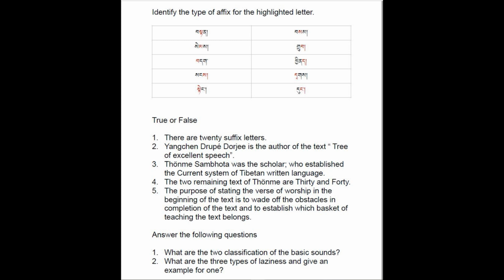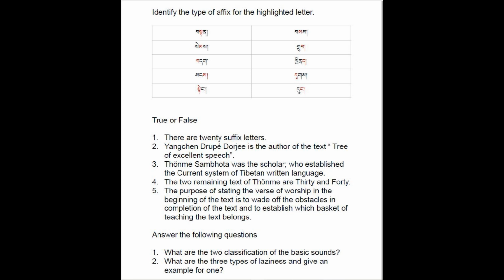Okay, there are 20 suffix letters. False, there are only 10. Yangchen Dorje is the author of the text, Tree of Excellent Speech. Yes. Tumi Sambuddha was the scholar who established the current system of Tibetan writing language. True. This has to be true, irrelevant of the new translation. This has to be true.